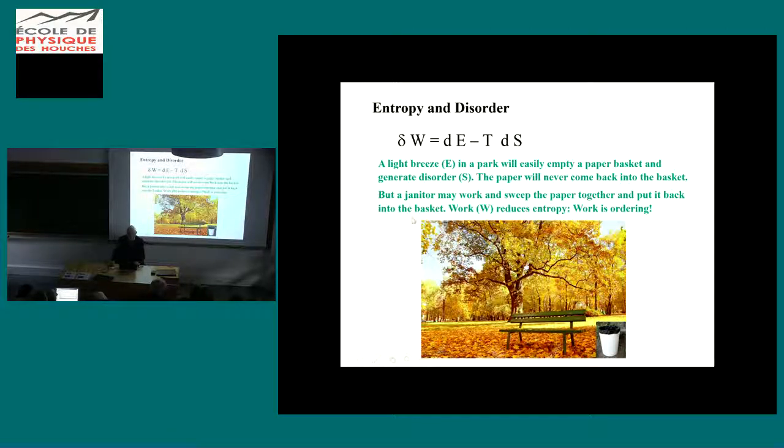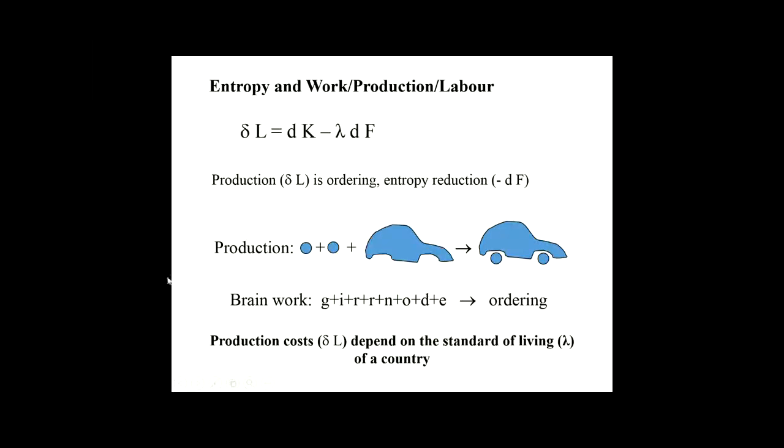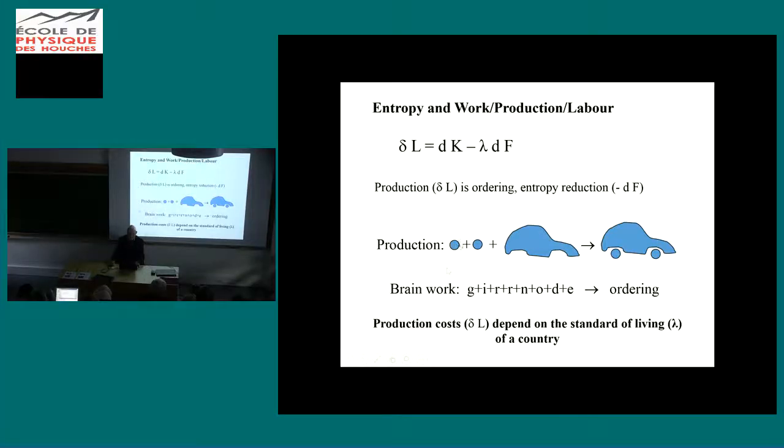But a janitor may come and work and sweep the paper together and put it back into the basket. Work reduces entropy. Work is ordering. And this is the function of the production function. In a big company or car company, there are lots of bolts and nuts and wheels and all things. And what do the workers do? They order these parts and reduce the entropy to make this car.